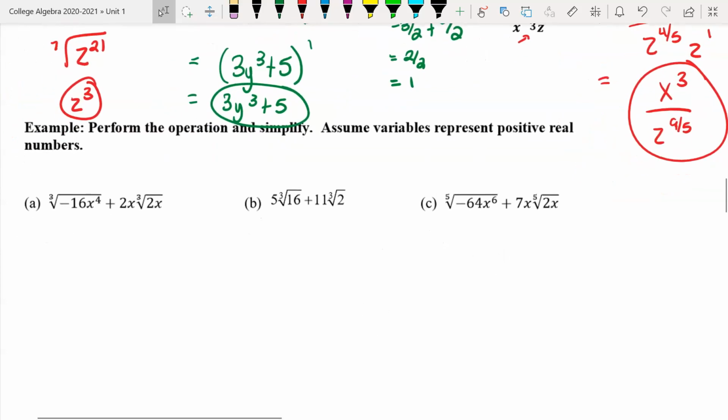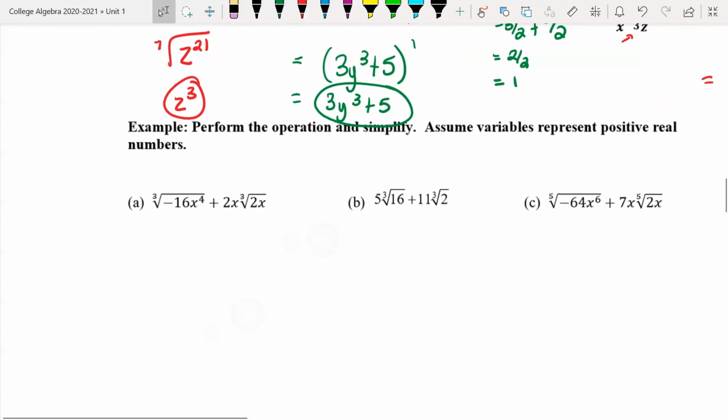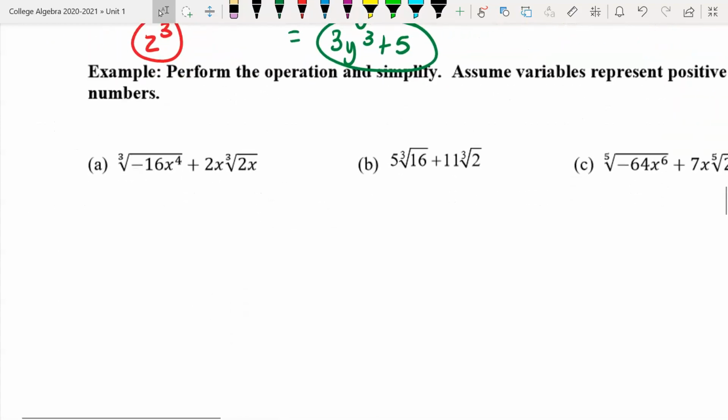Lastly, you're going to see something like this. Perform the operation and simplify. Assume variables represent positive real numbers. So this one right here, notice the cubed root of 2x is probably what's going to end up being left over here.